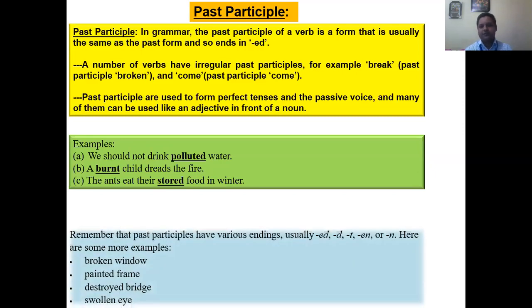Remember that past participles have various endings. I've mentioned earlier, usually ed, d, t, en, or n. Here are some more examples of past participles: broken window, painted frame, destroyed breeze, stolen eye. Broken, painted, destroyed, stolen. These all are examples of past participles.